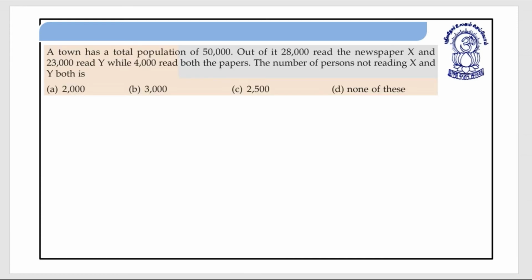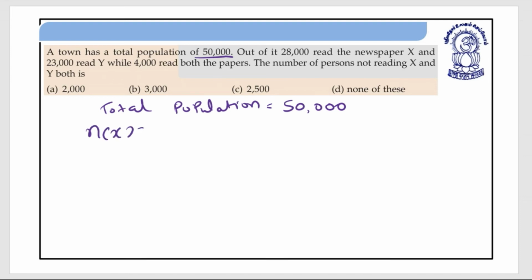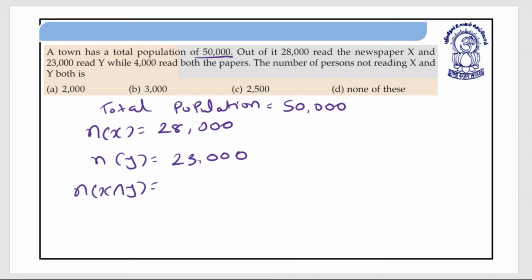A town has a total population of 50,000. Total population is given. So total population is equal to 50,000. N of x is equal to 28,000. N of y is equal to 23,000. So n of x intersect y is equal to 4,000.